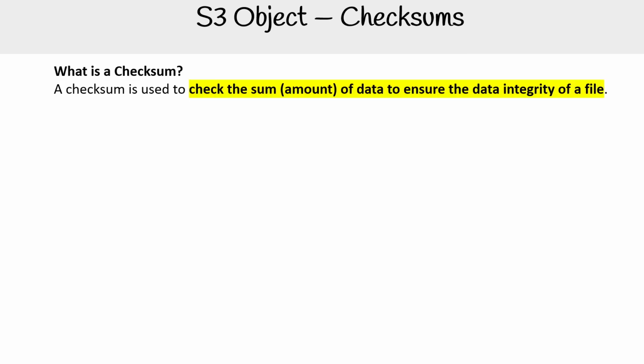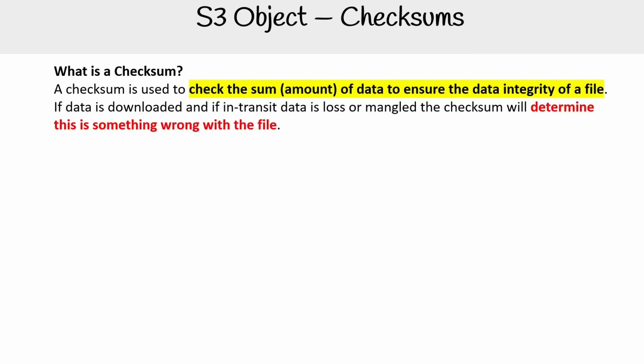So what is a checksum? Well, it is used to check the sum or amount of data to ensure the data integrity of a file. So if data is downloaded and if in transit data is lost or mangled, the checksum will determine if there's something wrong with the file.